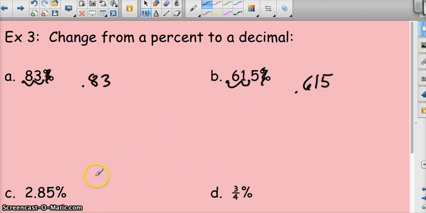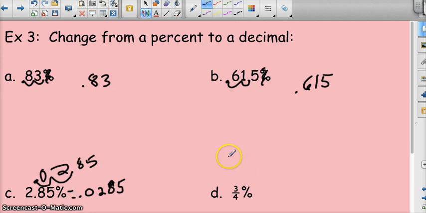Check out this one down here. It is 2.85%. Well, I'm going to move that decimal point 2 spaces to the left, and hopefully, you're guessing, we insert a 0 anywhere there's a space. That makes this 0.0285, as a decimal.